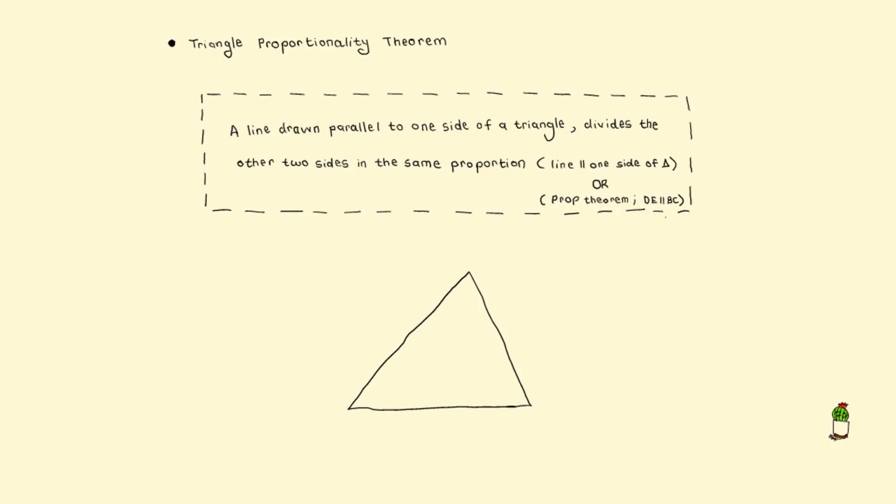In this video, we're going to be looking at the triangle proportionality theorem. Basically, what this theorem states is that if a line is drawn parallel to one side of the triangle, that line divides the other two sides up in the same proportion.